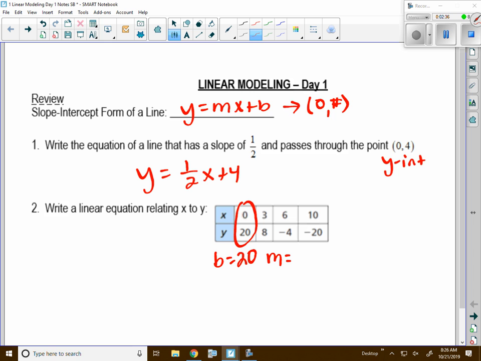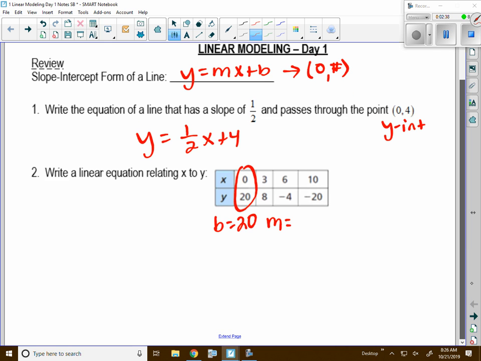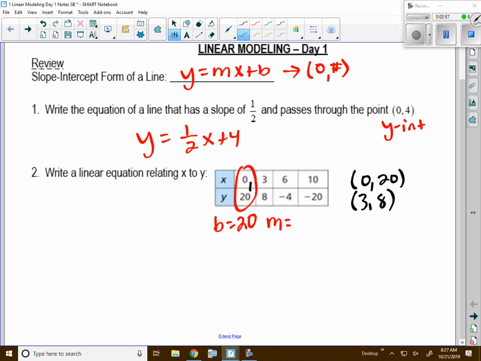How can we find the slope? Use two points. Stack and subtract, or yeah, we're going to do slope formula. If you look at what we have, you can pick out any 2 points that you want. So I'll go ahead and use 0, 20, and 3, 8. Those will be my 2 points. If you do stack and subtract, go for it. I'm going to go ahead and do the slope formula.